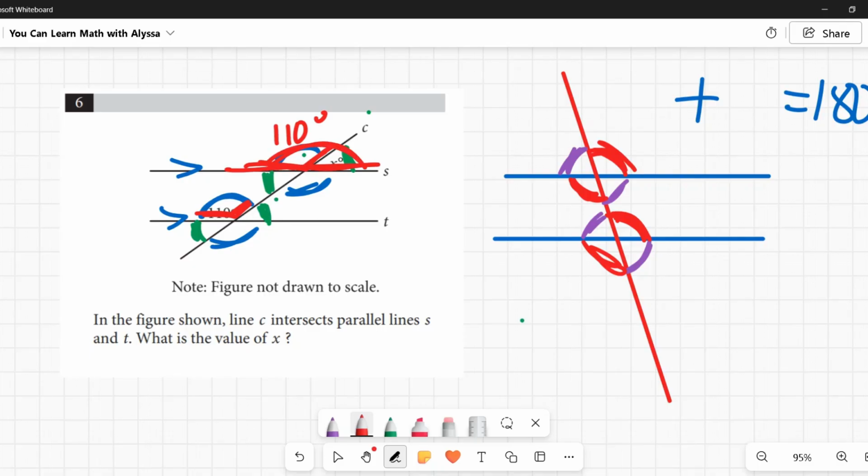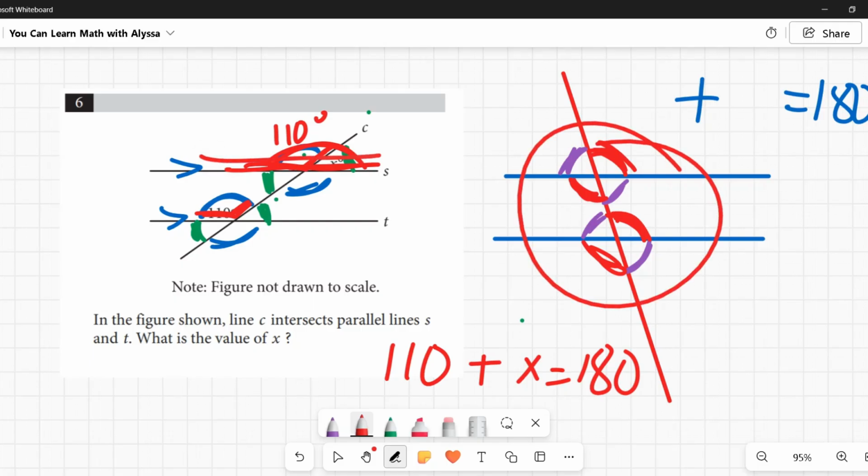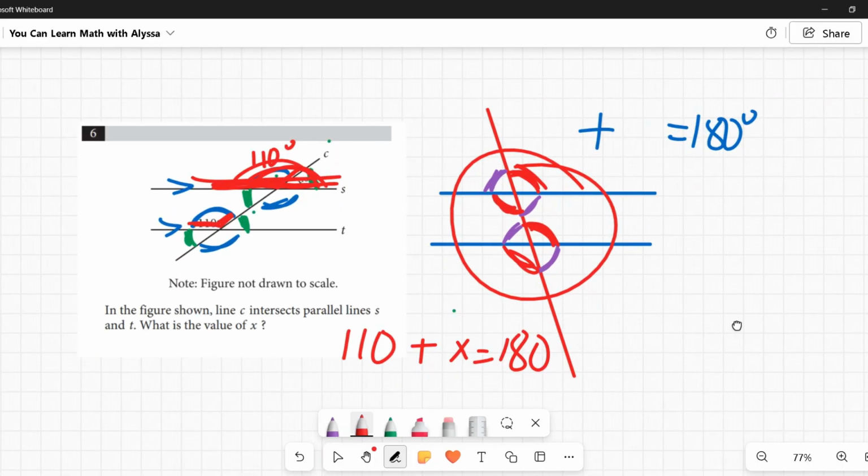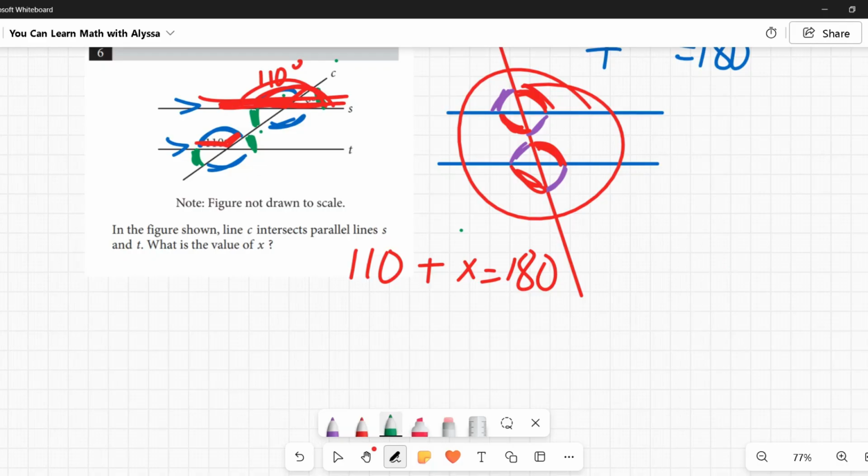And we can see too, they're forming a line. So 110 plus that x is going to equal 180 degrees. They're supplementary. We know that because of this rule, and we also know it because they're forming a line. So if 110 plus x equals 180, then to solve for x, I need to subtract 110. Since 110 is being added, now I'm doing the opposite and subtracting. And when I do that to both sides, I am left with x on the left and 180 minus 110, or 70, on the right. So x is 70. And that is my answer.